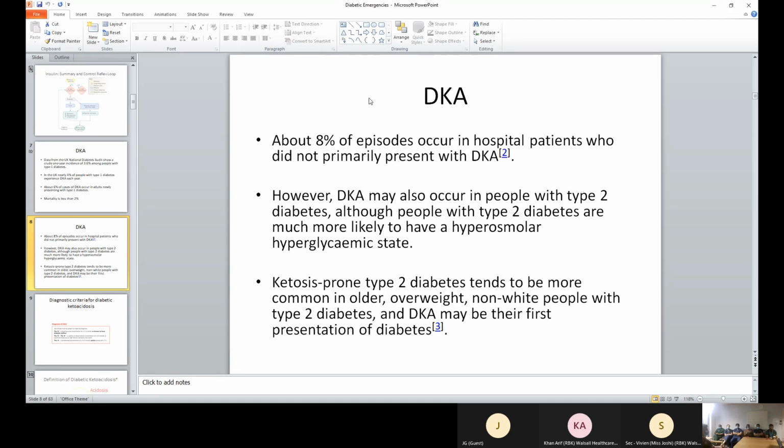Even though we say DKA is more common in type 1, now we are seeing it in type 2 diabetes also, especially the condition Dr. Khan mentioned, euglycemic diabetic ketoacidosis. I will talk about it here. And then there are other ketosis-prone diabetes.